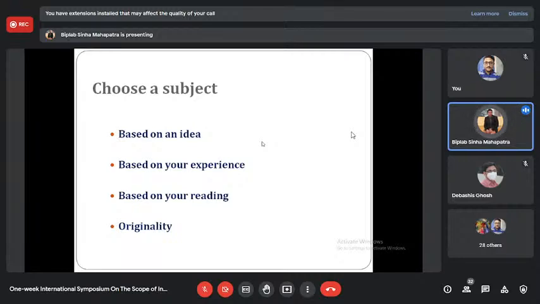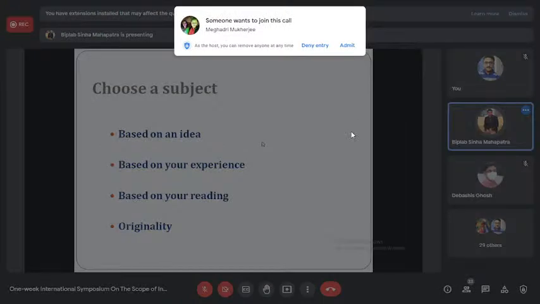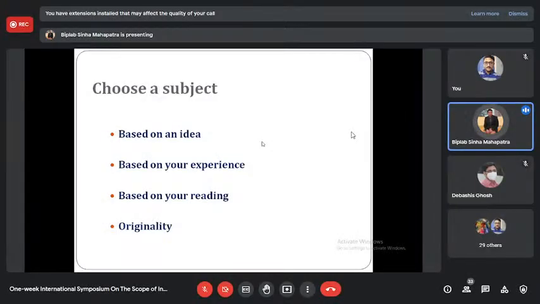If you are studying, reading some articles, some books, in that case you can get an idea for choosing a subject. Or if it is an original problem that already exists, which everyone knows from the literature, you can choose the subject from that arena.